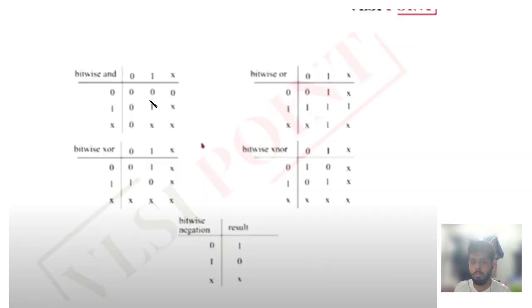Here is a table of bitwise AND, bitwise OR, bitwise XOR, bitwise XNOR, and bitwise negation. As we have seen, these are the tables of each bitwise operation, and these are the results of each operation.